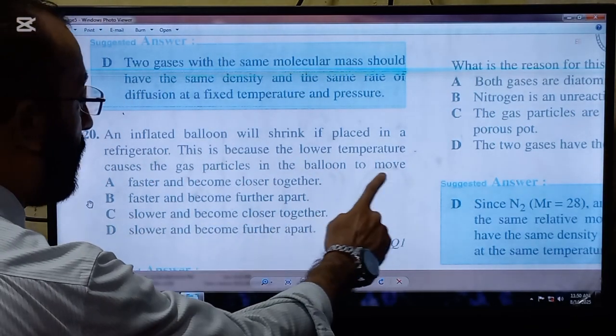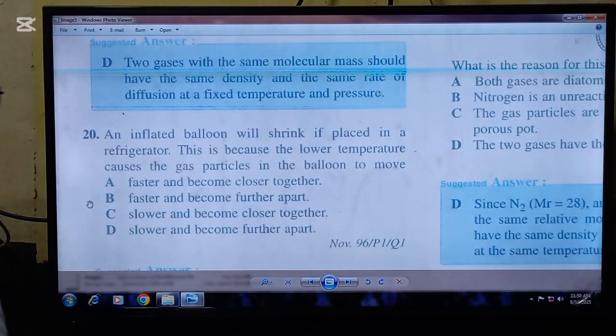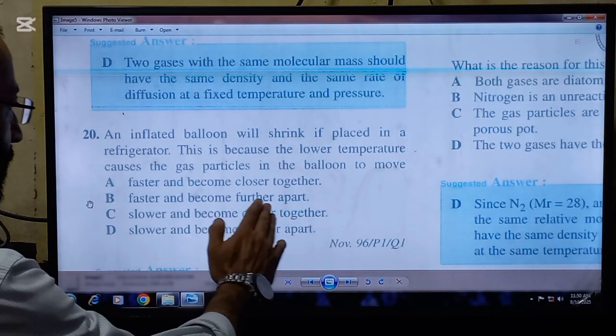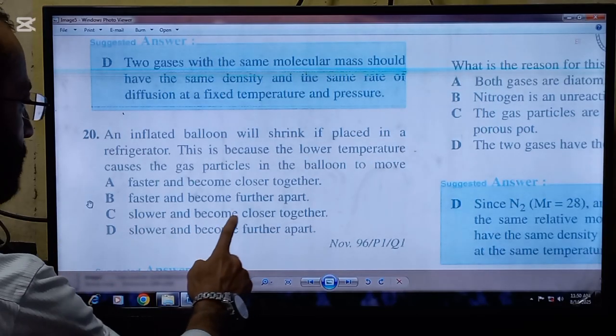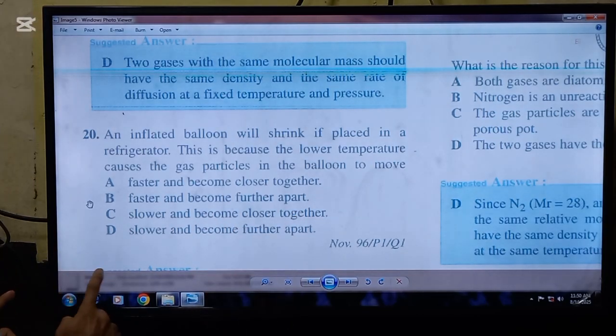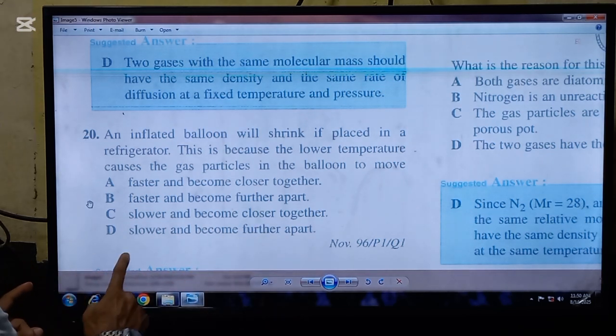This is because the lower temperature causes the gas particles in the balloon to move. A, faster and become closer together. B, faster and become further apart. C, slower and become closer together. And D, slower and become further apart.